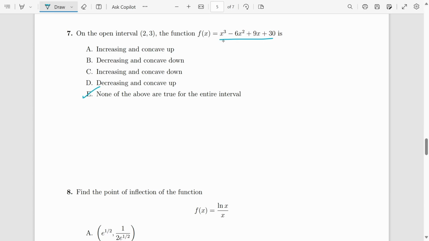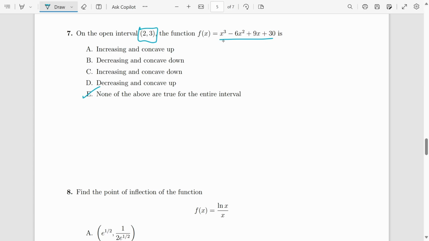Normally for these increasing, decreasing, concave up, concave down problems, we need to find both of them. We need to find the intervals on which f of x is increasing and decreasing, and then the intervals in which f of x is concave up and concave down. So we need to find critical points and then inflection points. But fortunately, they already gave us the interval that it wants us to find this answer at.